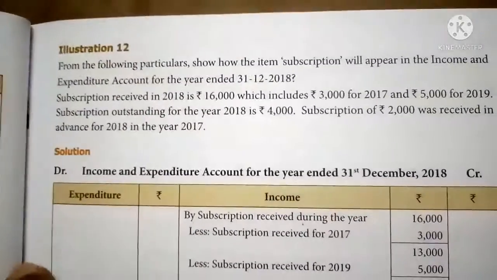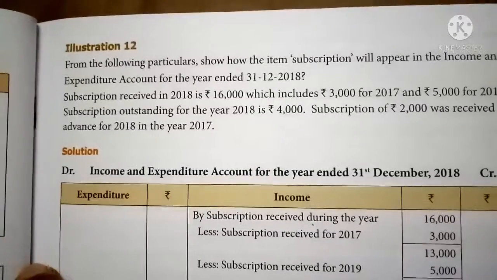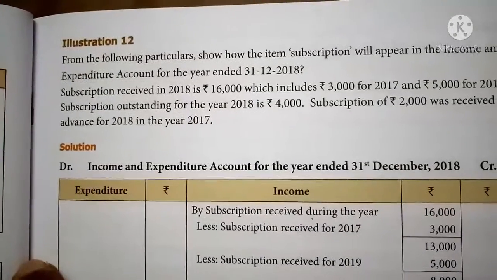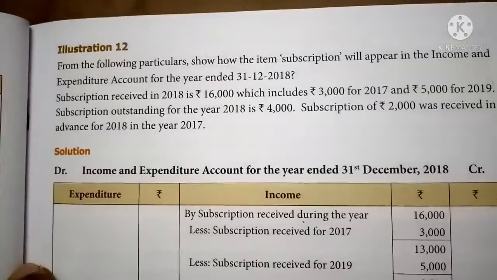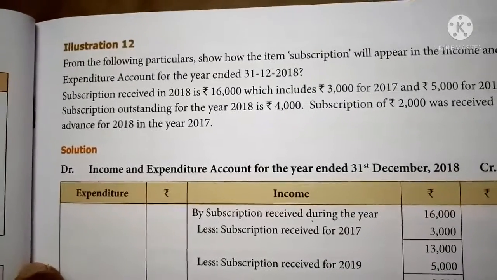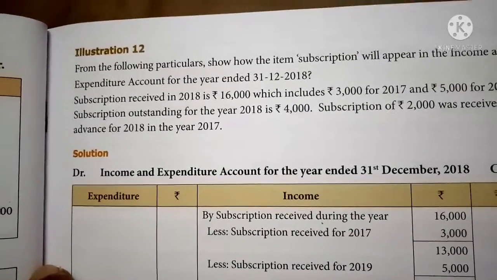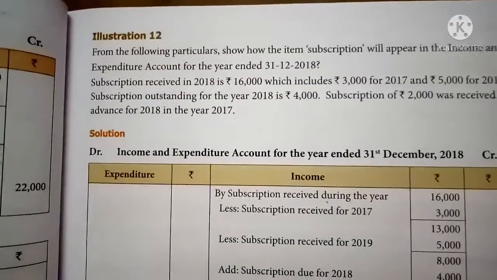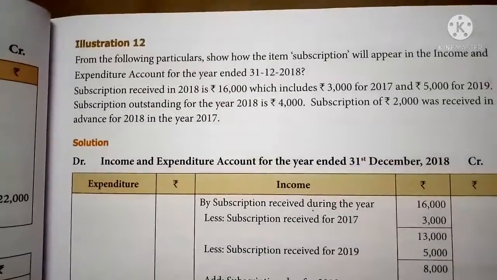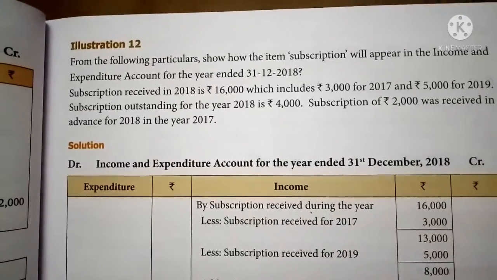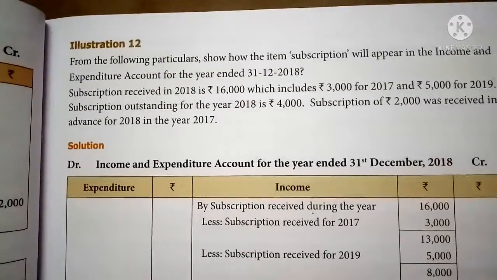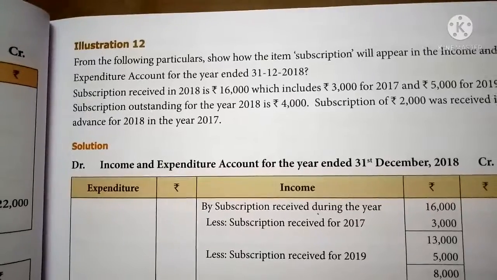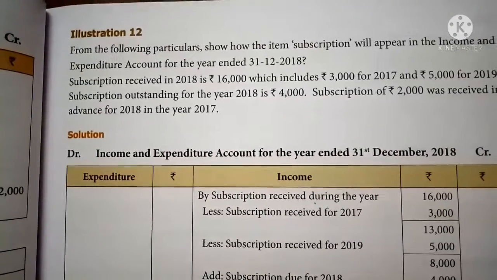In this illustration, from the following particulars, show how the item subscription will appear in the income and expenditure account for the year ending 31st December 2018. Here also they are asking for only one ledger, the income and expenditure account. So they are asking how the subscription will be shown in the income and expenditure account.